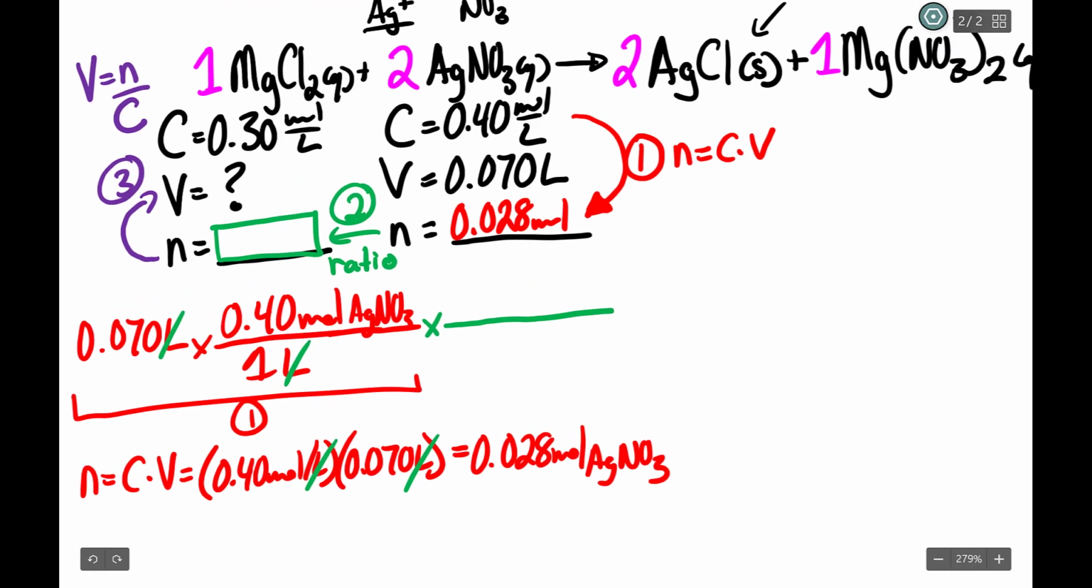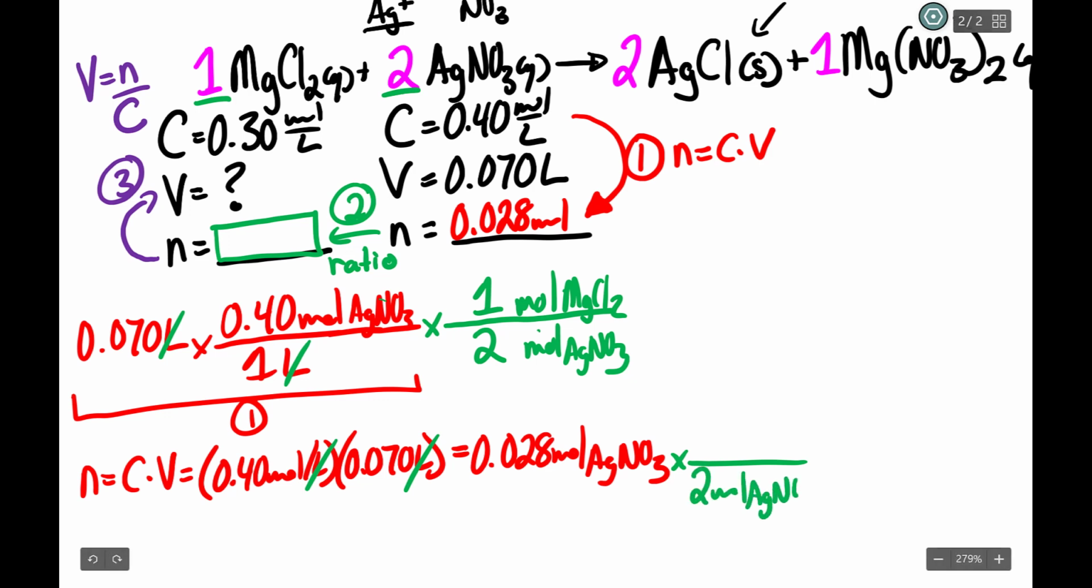Now, whatever is on top of my fraction here, AgNO3, has to go on the bottom of my next fraction. So this would be moles of AgNO3. And whatever I'm solving for goes on top. So that would be moles of MgCl2. So there is 1 mole of MgCl2 for every 2 moles of AgNO3. I'm getting that from the coefficients. So I'm going to multiply that by here. I have 2 moles of AgNO3 for every 1 mole of MgCl2.